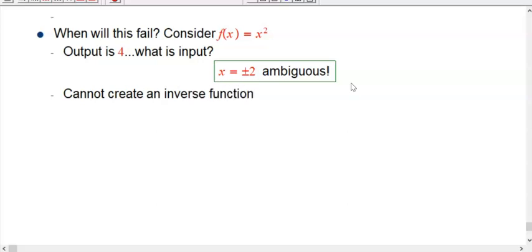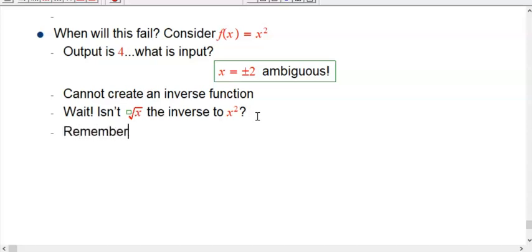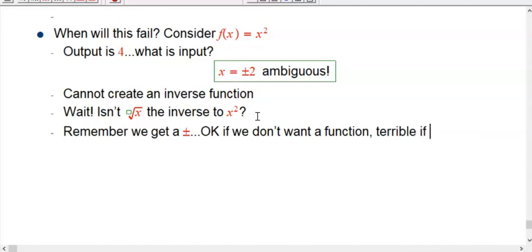And that's kind of weird because, wait a minute, isn't it true? Isn't root x the inverse of x squared? That's how we kind of learn it. Root x undoes the squaring function. But the subtlety here is that, remember, when you square root both sides of things, we get a plus or minus, right? That's okay if we don't want a function, but it's terrible if we do want a function, okay?